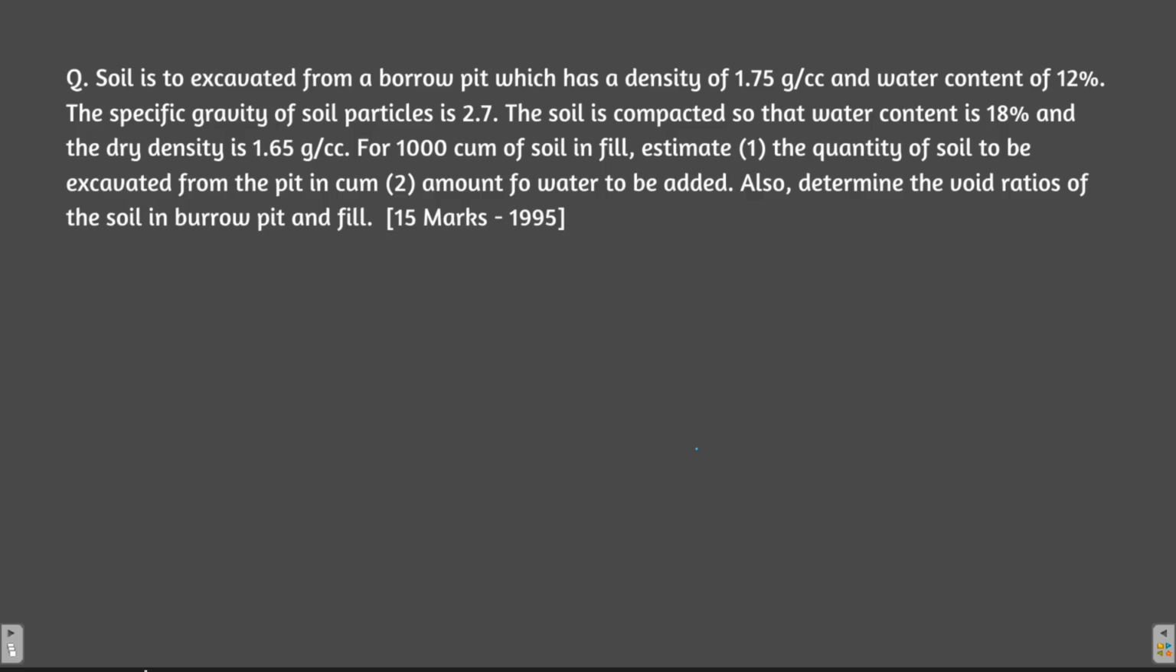The question states that soil is to be excavated from a borrow pit which has a density of 1.75 grams per cc and a water content of 12%. The specific gravity of soil particles is 2.7. The soil is compacted so that the water content is 18% and the dry density is 1.65 gram per cc. For 1000 cubic meter of soil in the fill, estimate the quantity of soil to be excavated from the pit in cubic meter and the amount of water to be added, and also determine the void ratios of the soil in the pit and the fill.